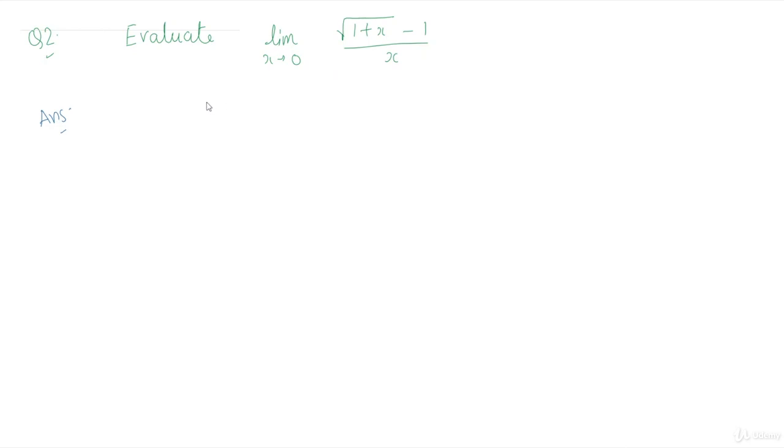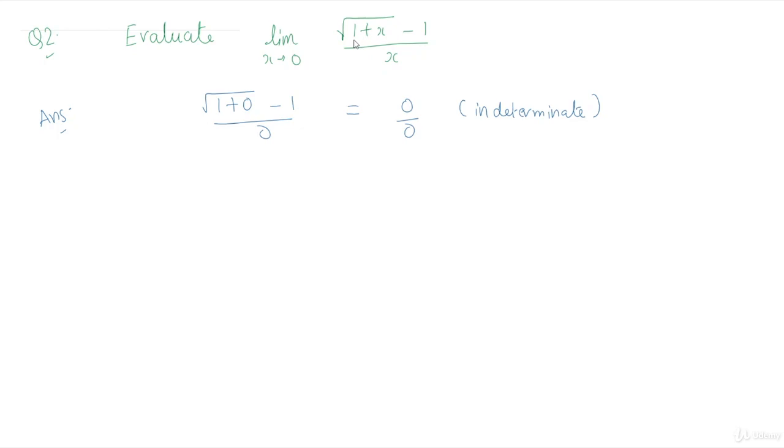Let us try to plug in x equal to 0 in the numerator as well as the denominator. If we plug in, our answer will come as (√(1 + 0) − 1)/0. The root of 1 is 1, and 1 minus 1 is 0, so this is 0 over 0, which is an indeterminate form, as you might know by now. So how will we evaluate this?